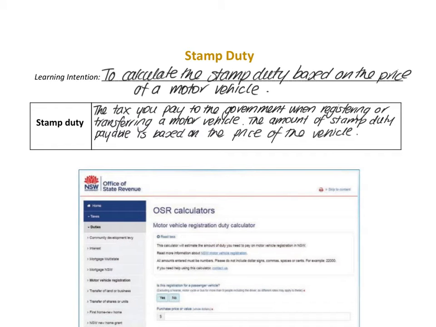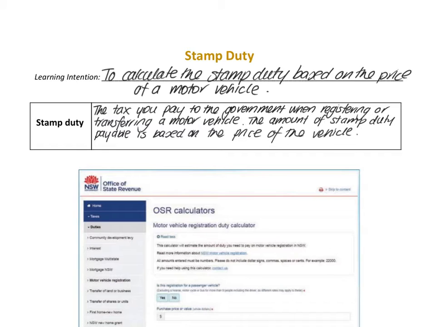Alright, so we're looking at stamp duty. Your learning intention is to calculate the stamp duty based on the price of a motor vehicle. Okay, so stamp duty is not only associated with cars, however, we are focusing on cars, okay? So you will hear stamp duty in other circumstances. So for example, when you buy a house, the stamp duty is also associated with it, but we're looking at the one that's to do with cars, okay?